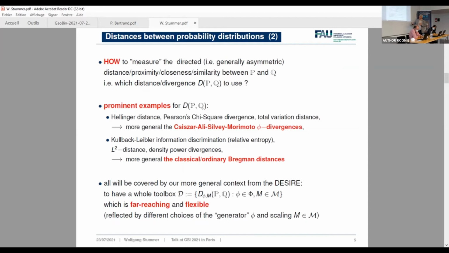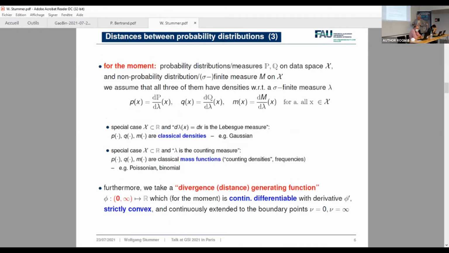I promised you to deliver a toolbox. So we will have divergences between P and Q, and the toolbox is reflected by different choices of a generator phi and a scaling m, which is a non-negative measure. For the moment, let's say that the two probability measures P and Q have a lambda density, small p and small q, and also the scaling measure should have a density with respect to lambda. We call it small m.